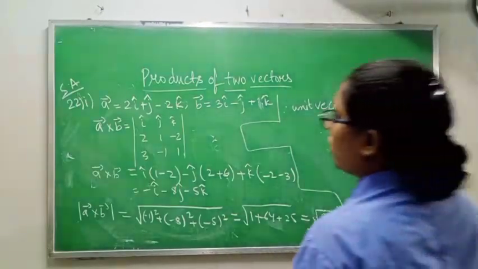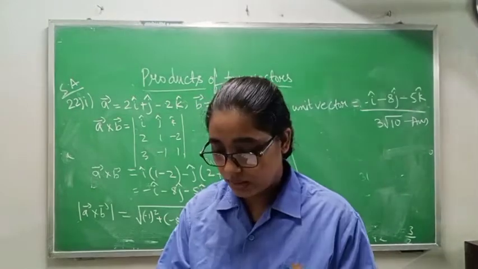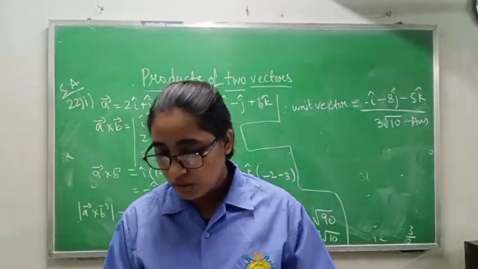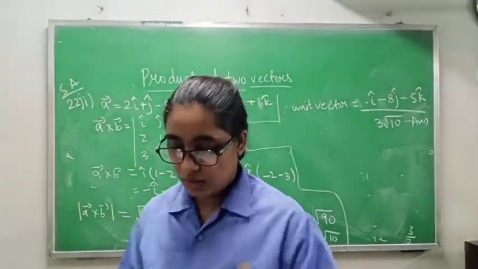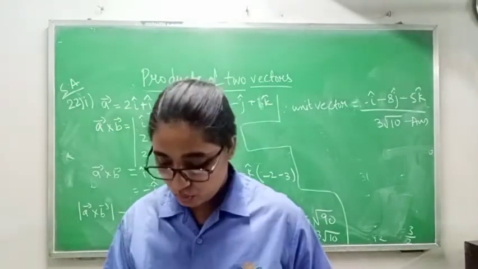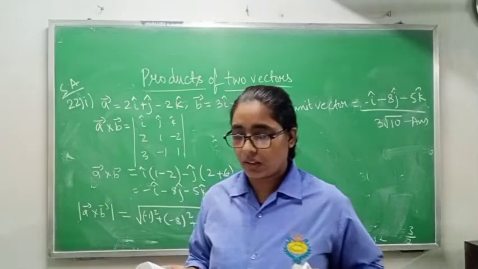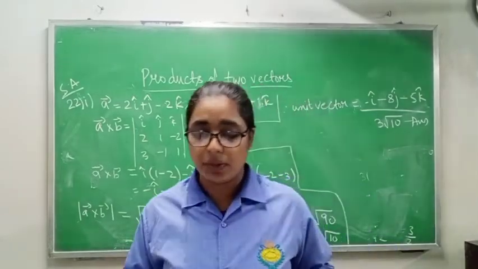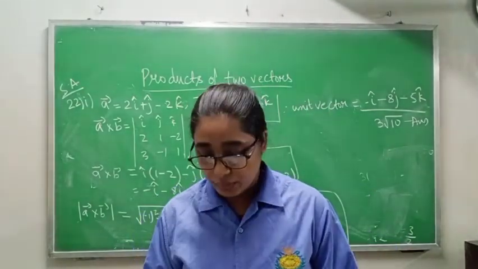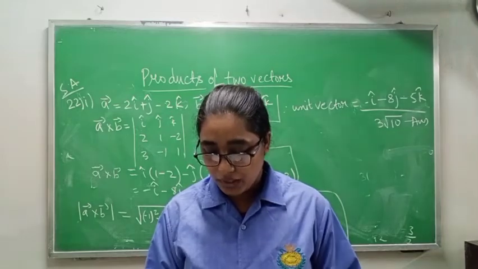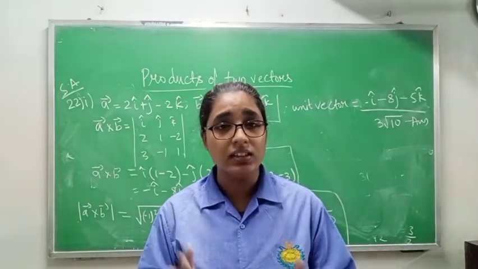Class 12, see short answer question 22.1. It is written, find the unit vector perpendicular to both the vectors a vector equals 2i cap plus j cap minus 2k cap and b vector equals 3i cap minus j cap plus k cap. Okay, so we have to find the unit vector perpendicular to both the vectors a and b.